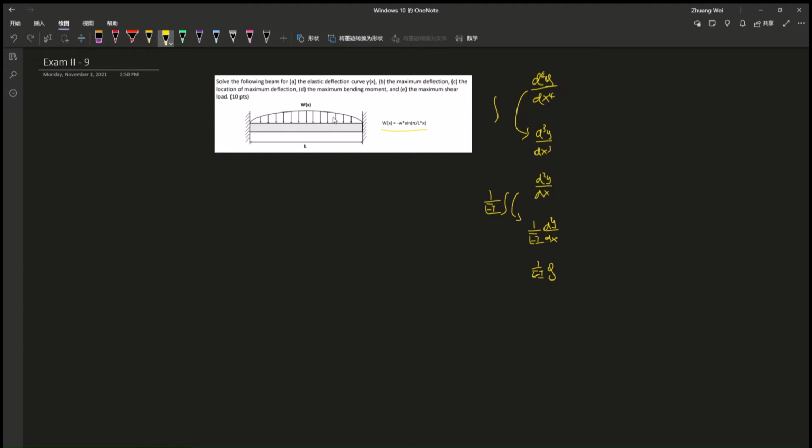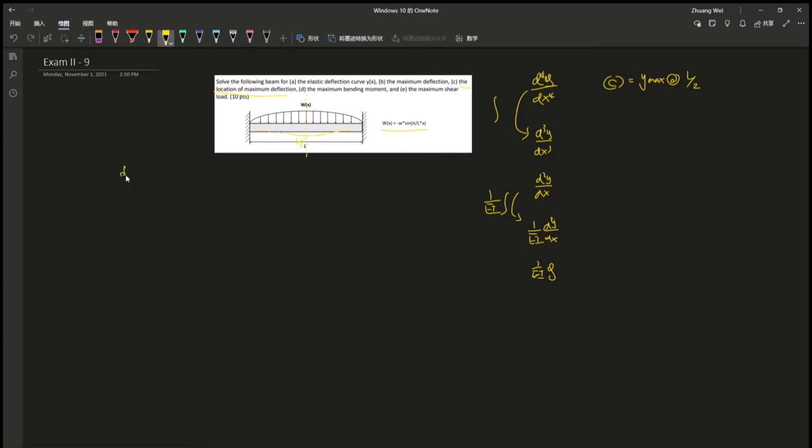Also, because this is y-axis symmetrical, and there is a perfectly y-axis symmetrical distributed load, you should be able to answer this question right off the bat. C, the location of maximum deflection, obviously that's going to be at L/2, right? You should be able to answer C pretty easily, so y max occurs at L/2. Okay, so let's go on and solve the rest of the problem.